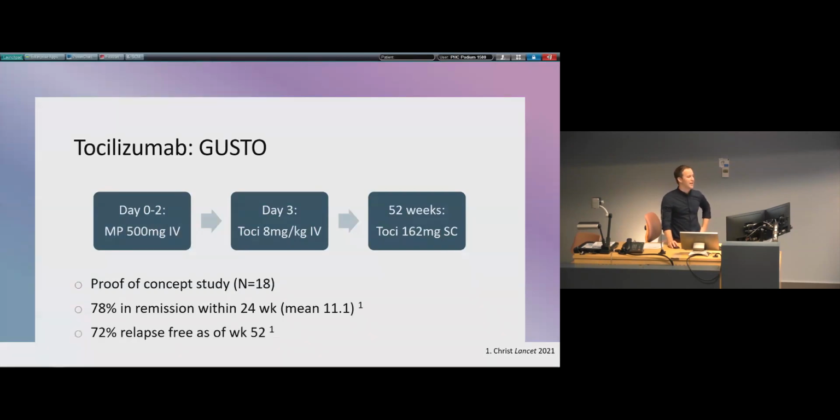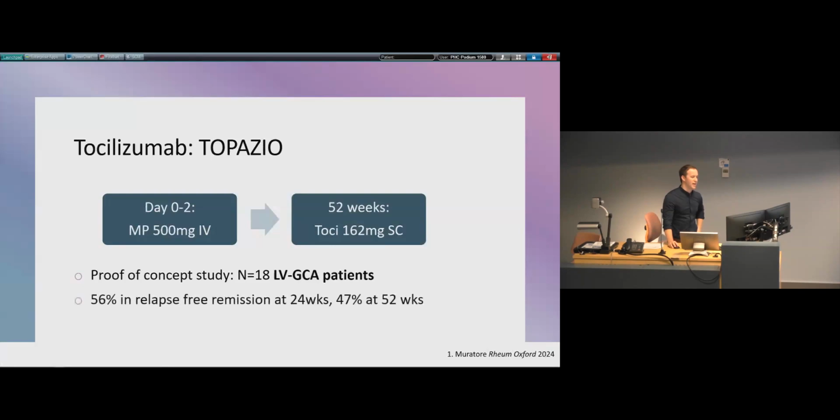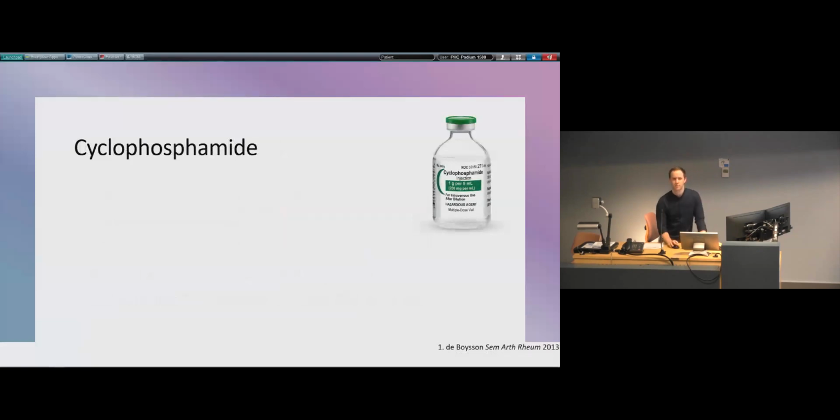So very interesting. The Topazio study took that a bit further. They got rid of the 1 IV infusion of tocilizumab, and this was in large vessel GCA patients, which, as you may recall, are higher relapse rate patients and often associated with higher requirements for cumulative steroid. They had about 55% relapse-free at 24 weeks, about 50% at 52. So just some proof of concept, some interesting next steps as to how far we could potentially take the steroid sparing, or how far we can reduce our steroid exposure in patients.